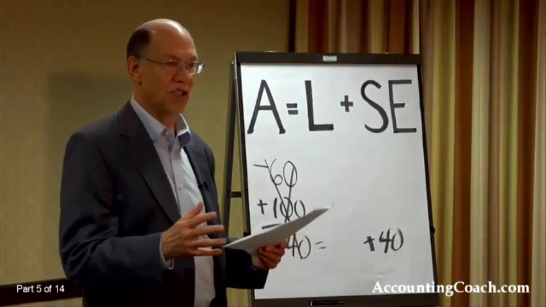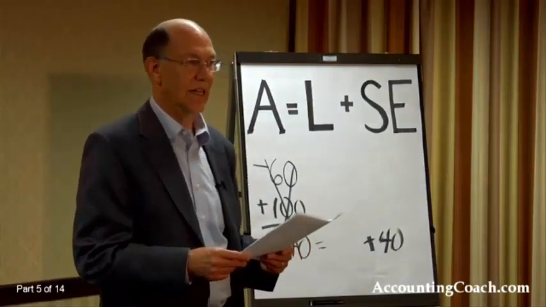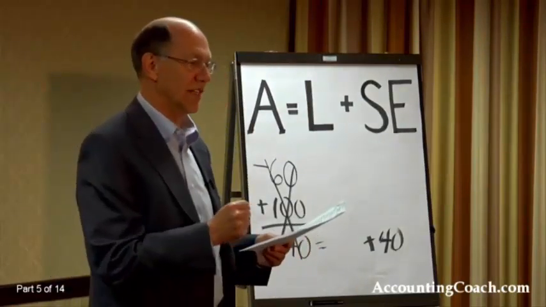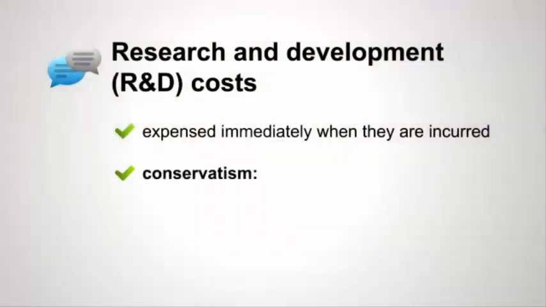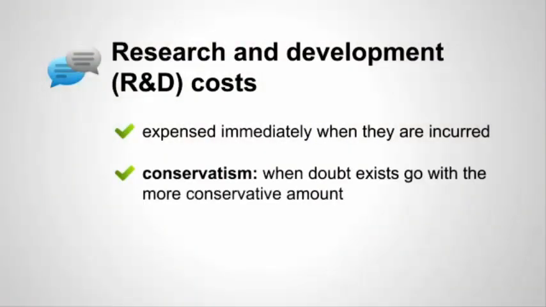So we like to match it against revenues. But if we don't know how to measure things, boy, we're going to have to expense things sooner, right? Because we want objectivity and then the conservatism. When doubt exists, you go with the more conservative. So as I think about it, they shouldn't have even had to write that rule. We should have just done that automatically under conservatism.